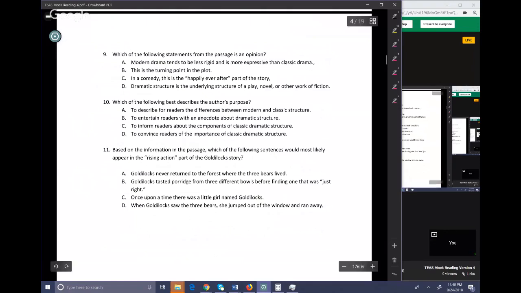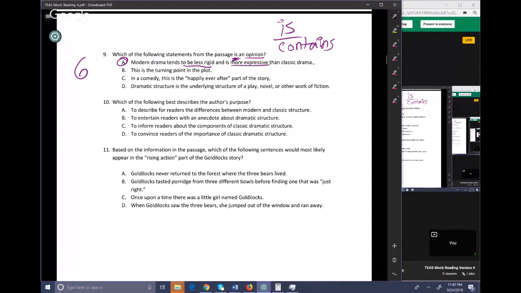Which of the following statements from the passage is an opinion? In reading 6, we discussed that there is something that is an opinion, and then there is something that contains an opinion. So this is an opinion, and that would be A. Modern drama tends to be less rigid, more expressive. That doesn't sound overly opinionated. It's not like it says something's great or something is stupid, but it certainly is opinionated if you actually look at it. All the others aren't. There's two of them I want to point out that you could have been a little conflicted with here.